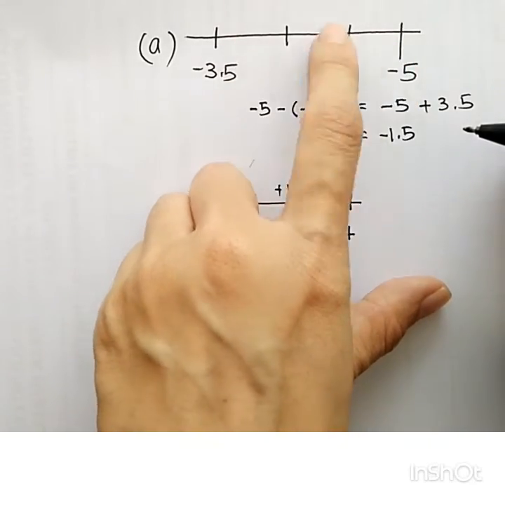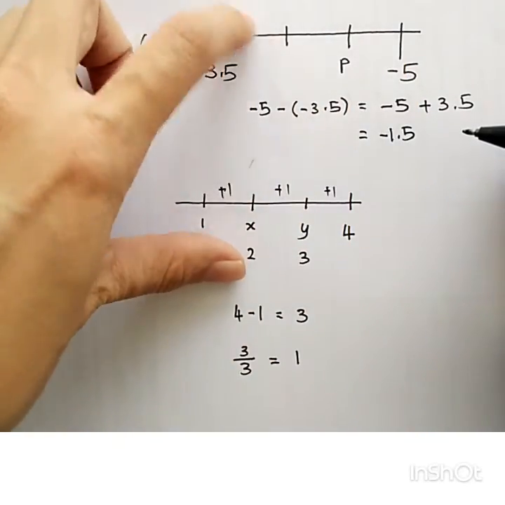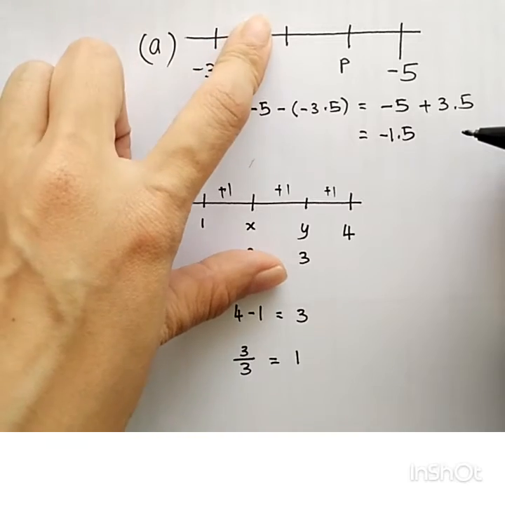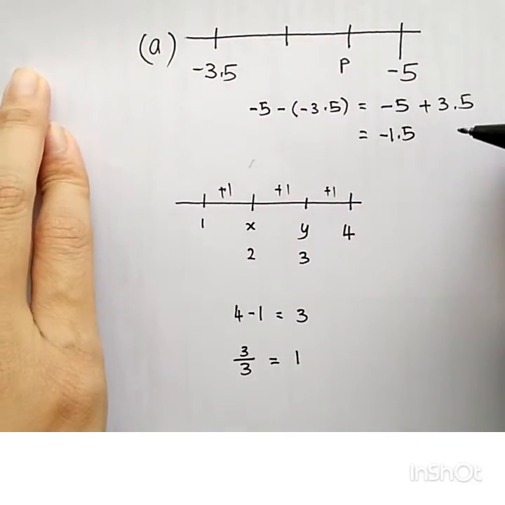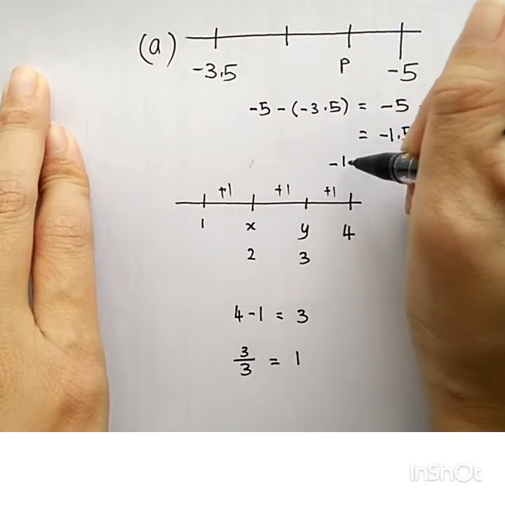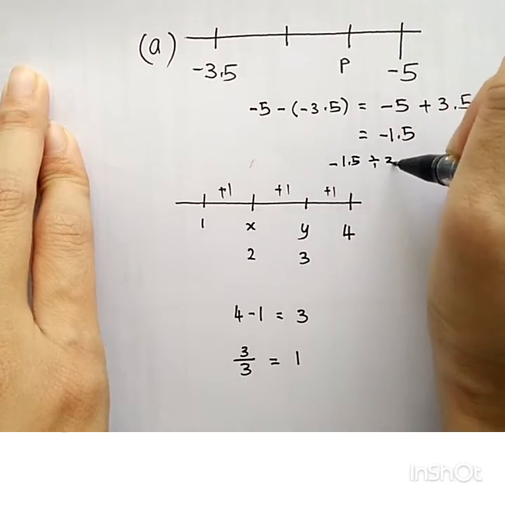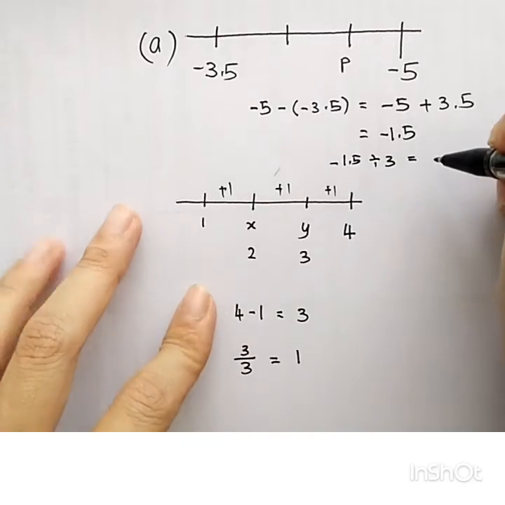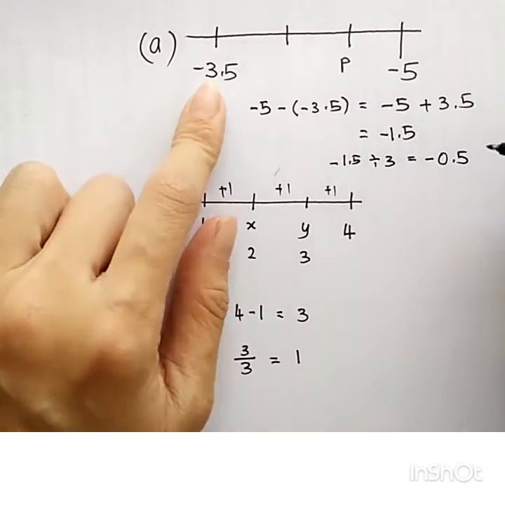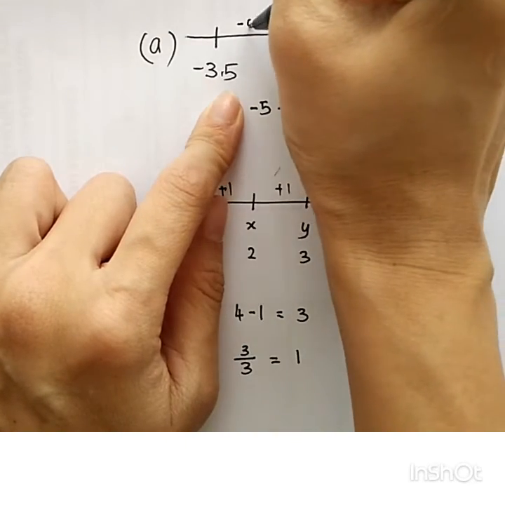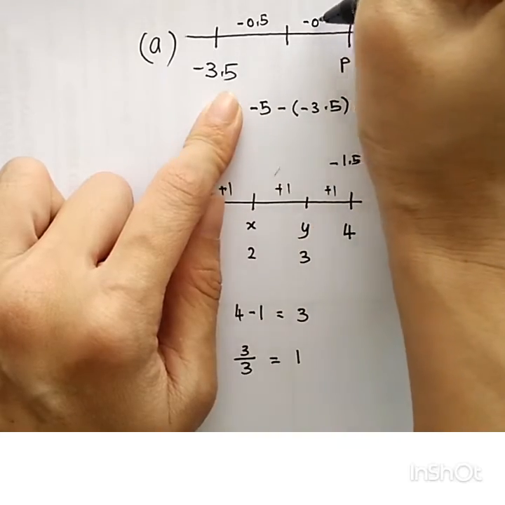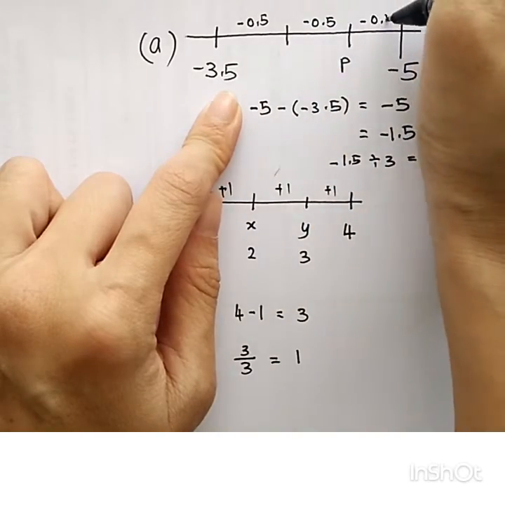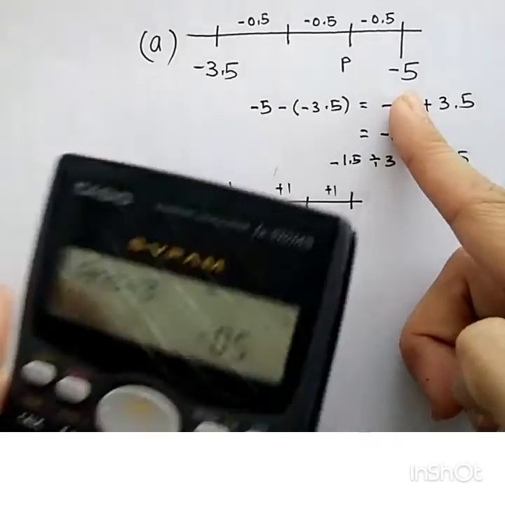I need to divide this into 3 parts in order to get the difference for the first, second and also the third column. So I'm going to use minus 1.5 divided by 3, and I will get minus 0.5. That means minus 3.5 minus 0.5 here, minus 0.5 here, and minus 0.5 here, and then I can get minus 5.